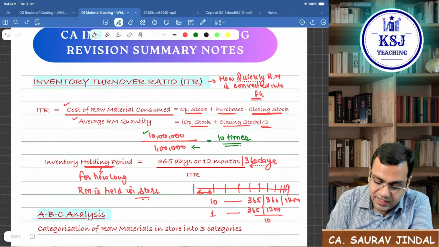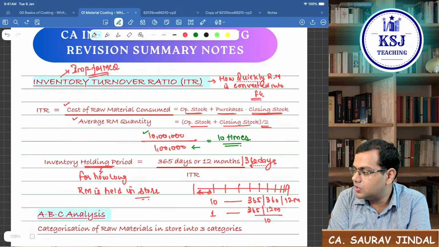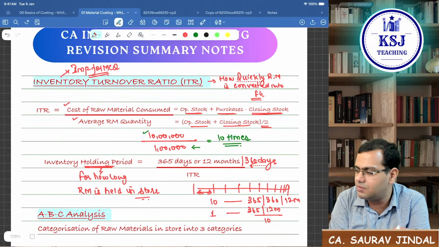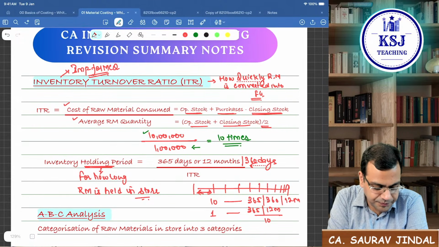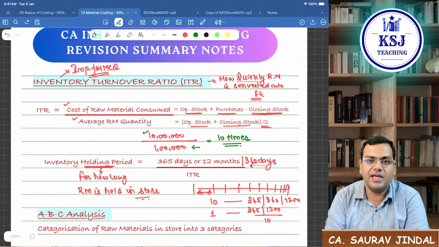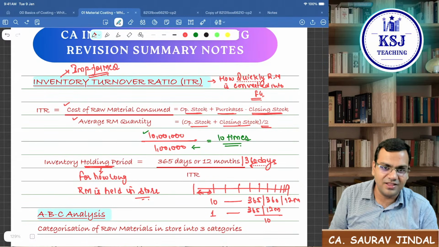Now this inventory turnover ratio is important for MCQ. The illustrations on this you can do on your own. I will not touch this part because it's a very, very easy part. Is this clear? Any doubts in inventory turnover ratio? Is the meaning clear? Yes, let me know quickly if you have any doubts in ITR. Now this ITR is not your income tax return. I know it's ITR season going on, but this ITR is regarding the raw material.